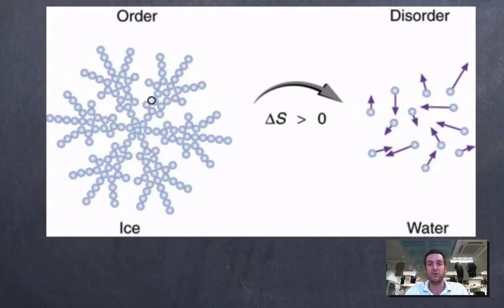Here we've got ice. In ice, all the water molecules are arranged in very neat forms. This, I think, is supposed to be some kind of snowflake pattern. When they're ordered, their entropy is low. When they melt and become water, they're starting to move around more and they're not confined to this ordered arrangement, so they become more disordered and their entropy is increased. So delta S is greater than 0.